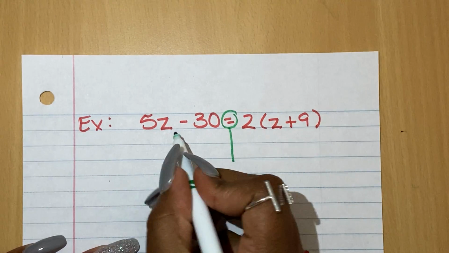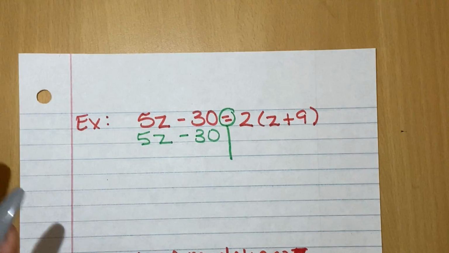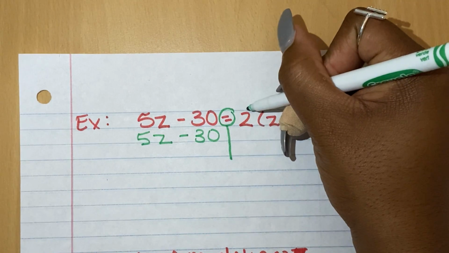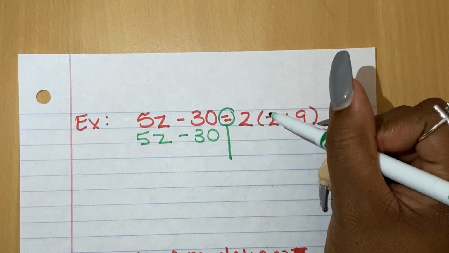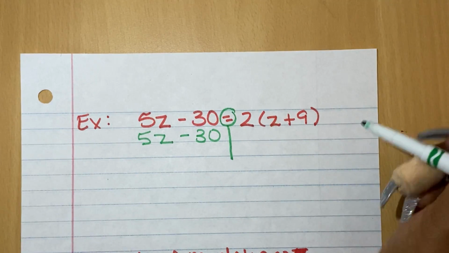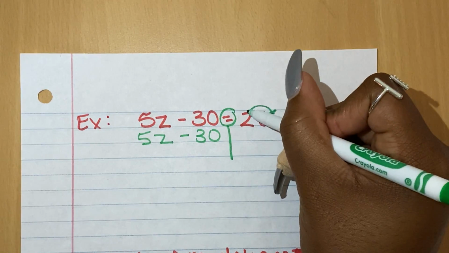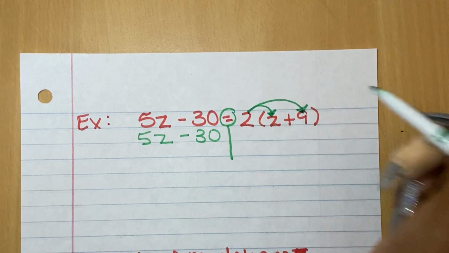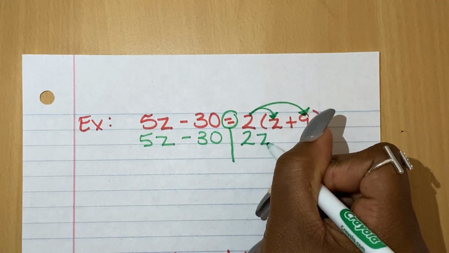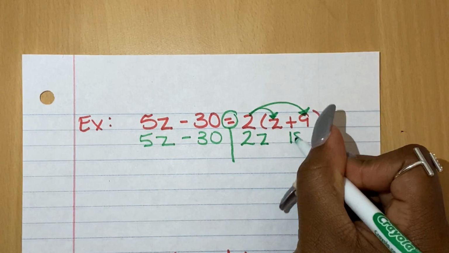So here is 5z minus 30. That's already the simple mathematical sentence that I would start with. My problem is here. This 2 is multiplied by everything that is inside the parentheses. So I need to distribute the 2. I need to do 2 times z and 2 times 9. 2 times z is 2z. 2 times 9 is 18.